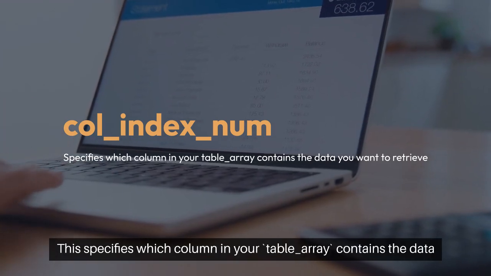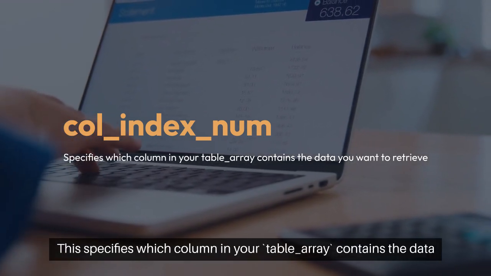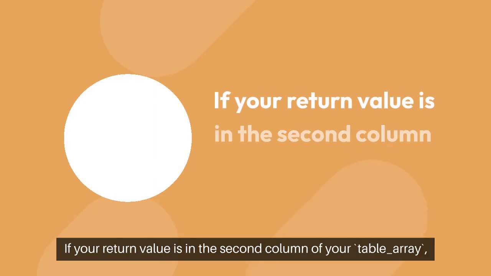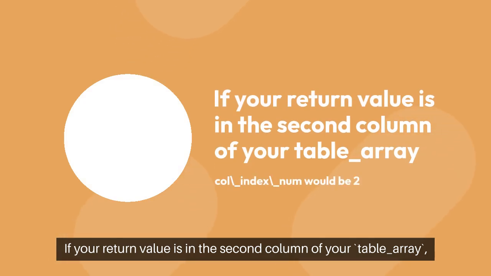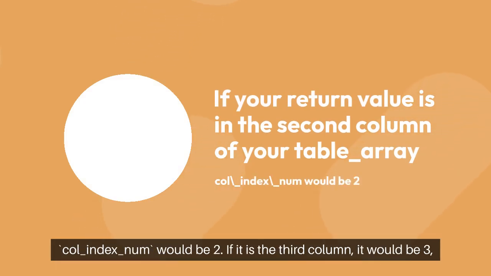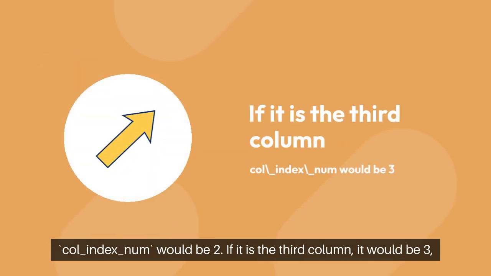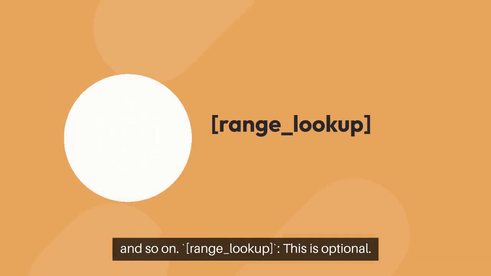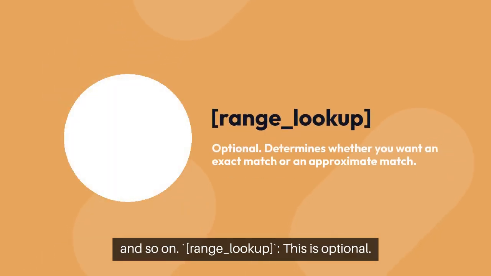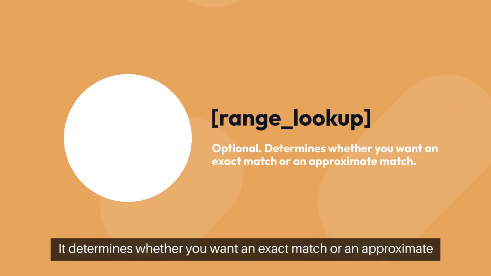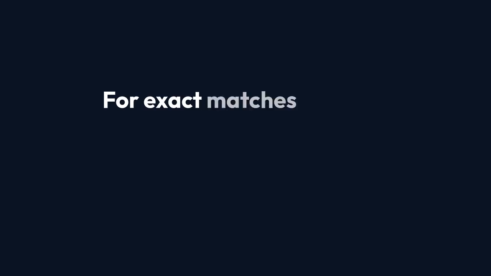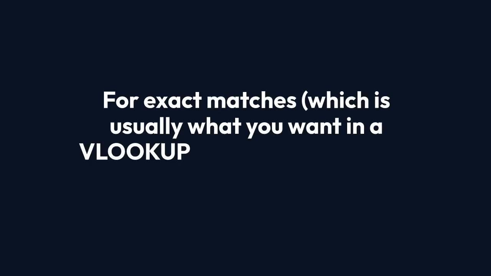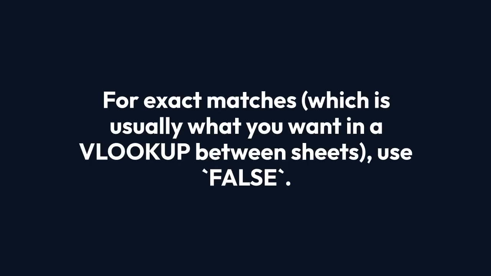Col index num. This specifies which column in your table array contains the data you want to retrieve. If your return value is in the second column of your table array, col_index_num would be 2. If it is the third column, it would be 3, and so on. Range lookup. This is optional. It determines whether you want an exact match or an approximate match. For exact matches, which is usually what you want in a VLOOKUP between sheets, use FALSE.